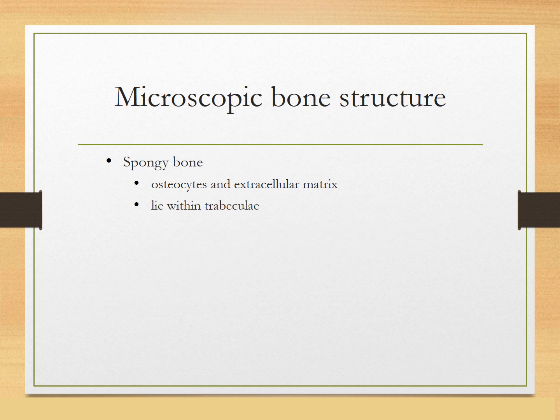Spongy bone does not contain osteons. The matrix consists of the trabeculae. The osteocytes reside in between these bony struts.